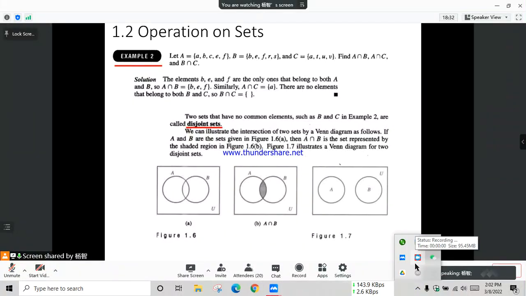The intersection of A and B is empty, and we say that the two sets are disjoint sets. So look at figure 1.7. That's the example for the disjoint set. It means there's no common element between two sets A and B. That's the example of figure 1.7.